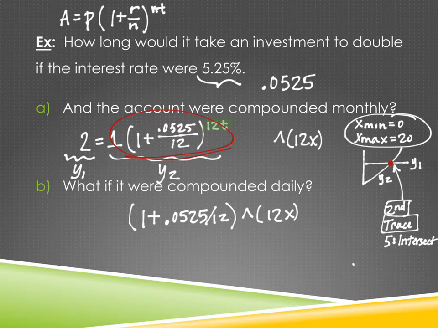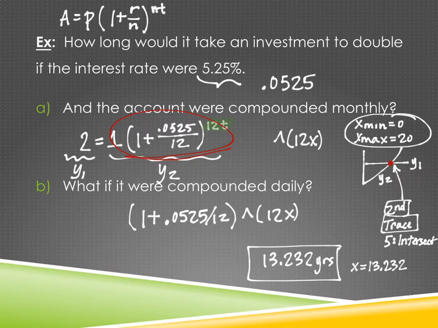At the bottom, mine says x equals 13.232, and I'll round to 3 decimal places. It says y equals 2, but we know y equals 2. That's what we were trying to get it to equal, right? It's the x value I was looking for. So the question asks, how long would it take an investment to double if the interest rate was 5.25%? And the answer is 13.232 years. That's how long it takes.